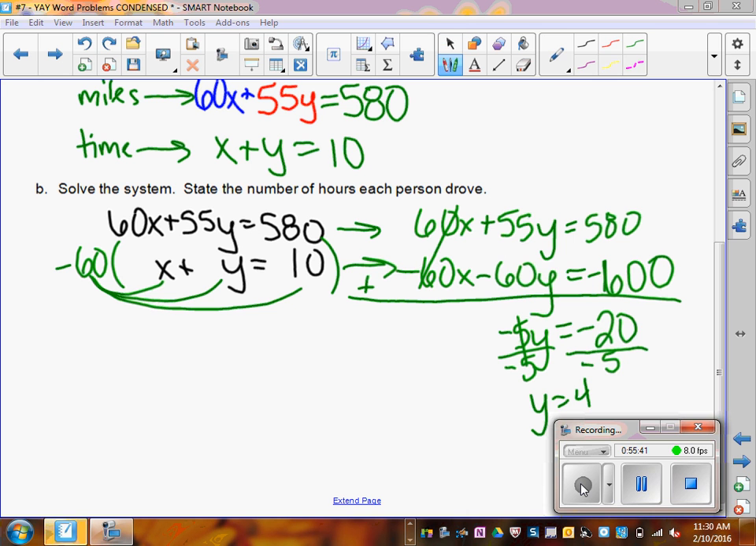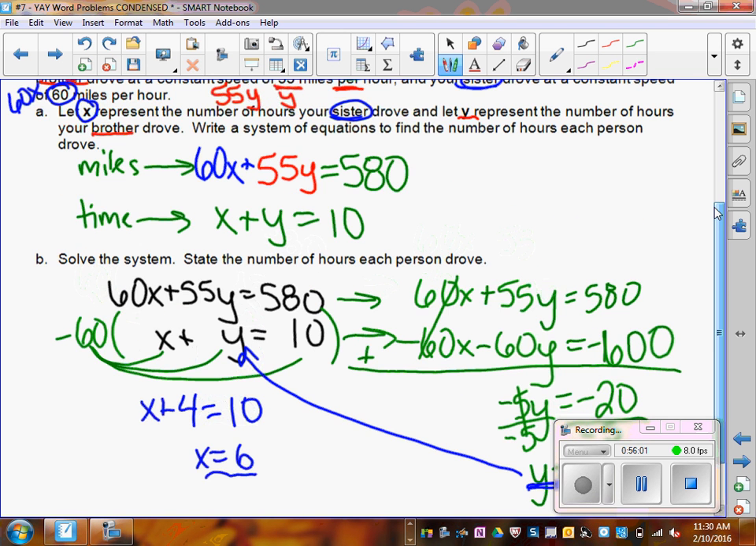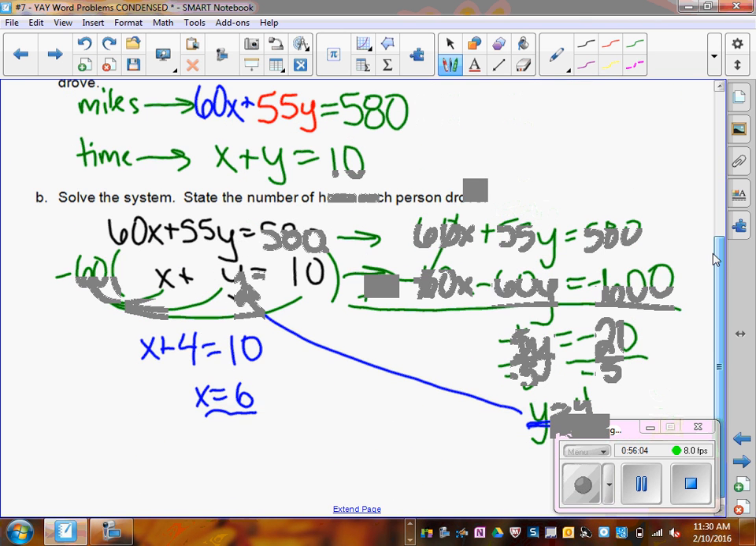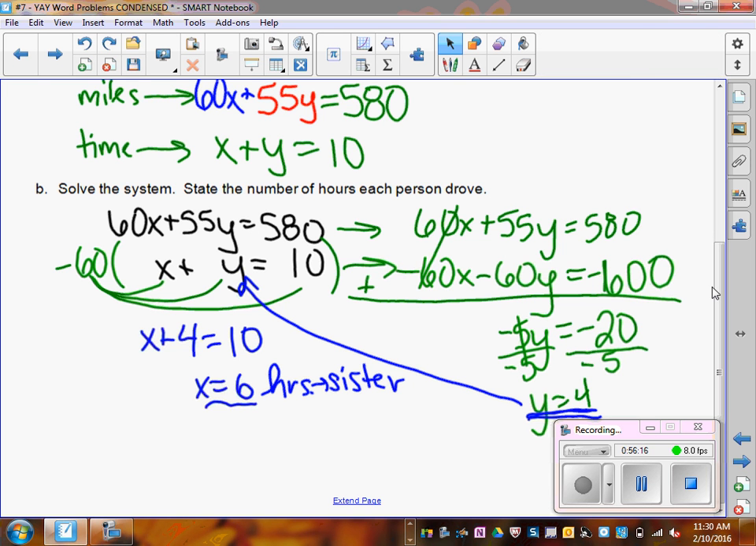Okay. Now that we have y is 4, take that value and put it back into my original equation to get x. So x plus 4 equals 10, which means that x equals 6. So again, we need to specify what this means. 6 represents, I believe, our sister. X is our sister. So my sister drove 6 hours. That's what the sister drove. And 4 hours is what our brother drove.